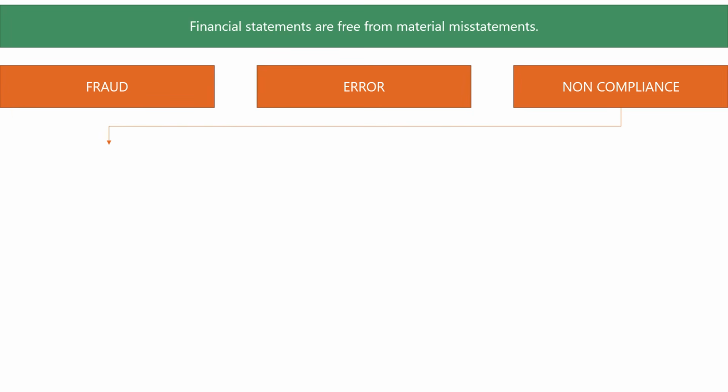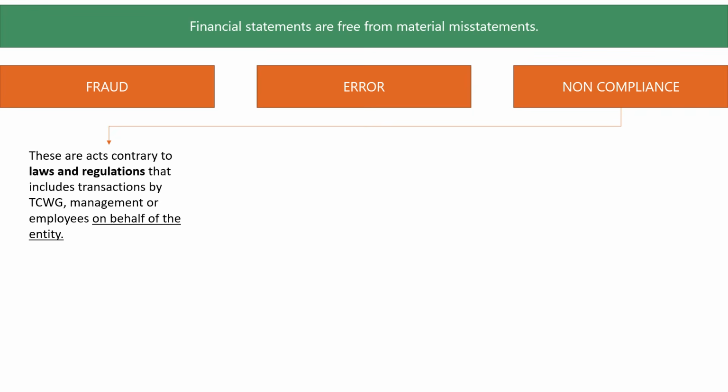Let's now talk about non-compliance. Non-compliance refers to instances where laws and regulations are not complied with. And this includes transactions by TCWG, or those charged with governance, management, or employees. But take note, this does not extend to the personal actions of employees. This will, however, include actions made by employees on behalf of the entity.